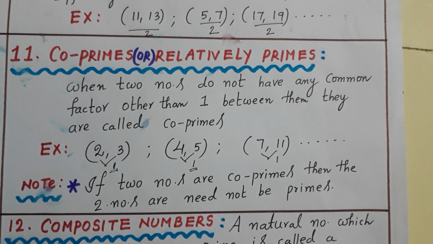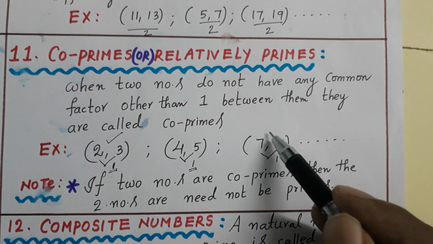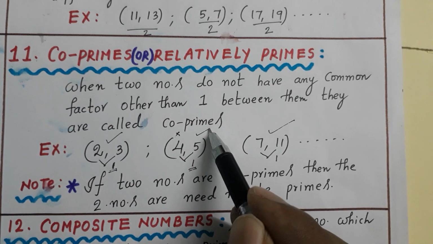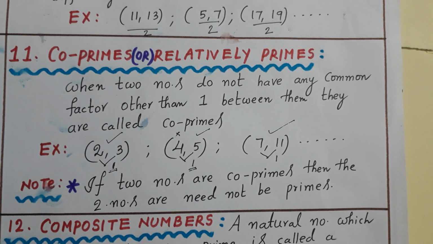Here the important rule is if two numbers are coprimes, then the two numbers need not be primes. That means both may be prime or may not be prime. For example, you see here both are primes. Here both are primes. But here 4 is not a prime, 5 is prime. Anyhow, this pair is said to be coprime.